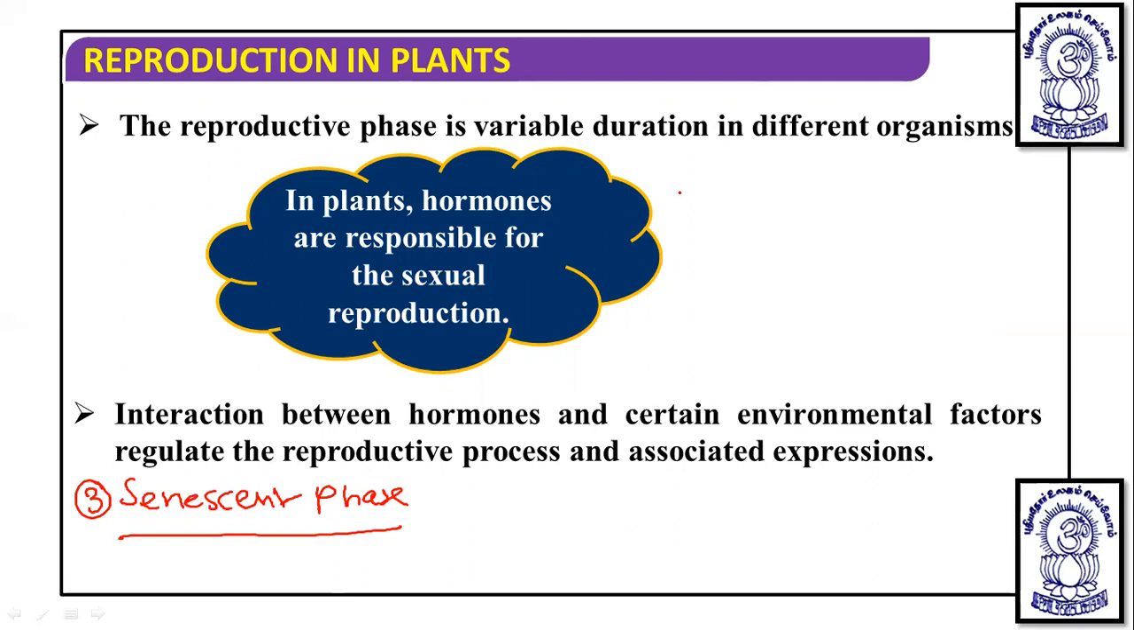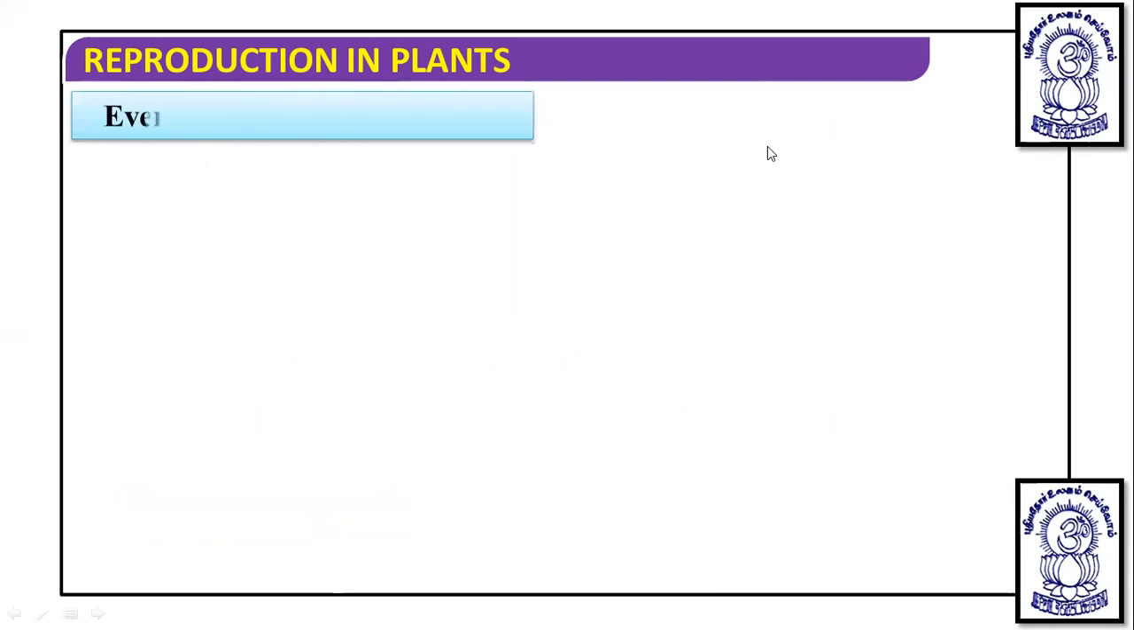Now, in both plants and animals, it is known that hormones are responsible for the transition between these phases. Actually, who is responsible? Hormones are responsible for the transition between these three phases. Interaction between hormone and certain environmental factors regulates this reproductive process, as we have discussed. So here, the different phases of reproduction are over. And now we are going to start with the events of sexual reproduction. And in this, we are going to talk about pre-fertilization, fertilization, and post-fertilization events.